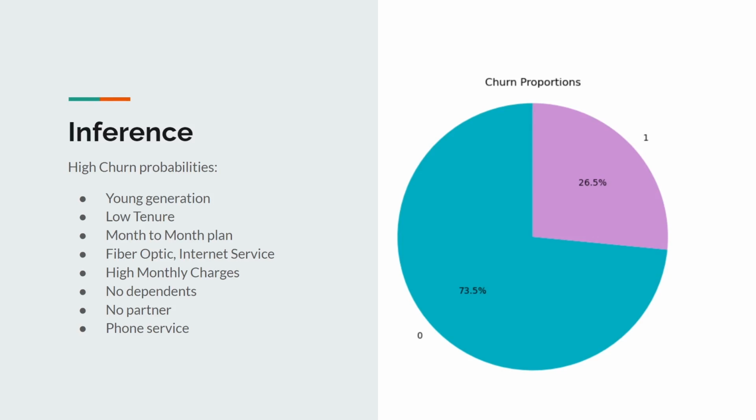Inference. We will concentrate on the 26.5% from the pie chart. This represents the customer churn rate. The evidence suggests that the following characteristics increase the probability of churn: young generation, low tenure, month-to-month plan, fiber optic internet service, high monthly charges, no dependents, no partners, and the phone service.